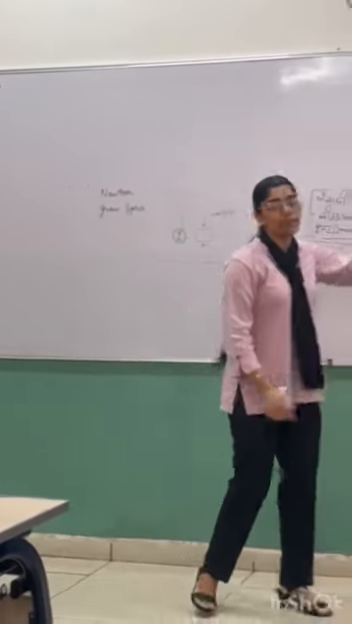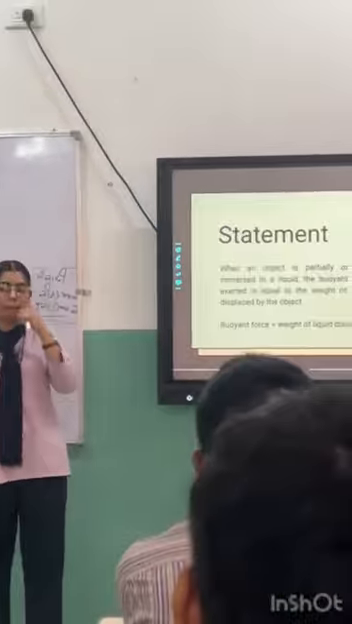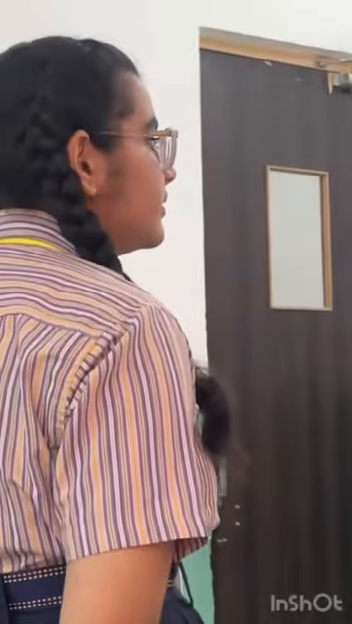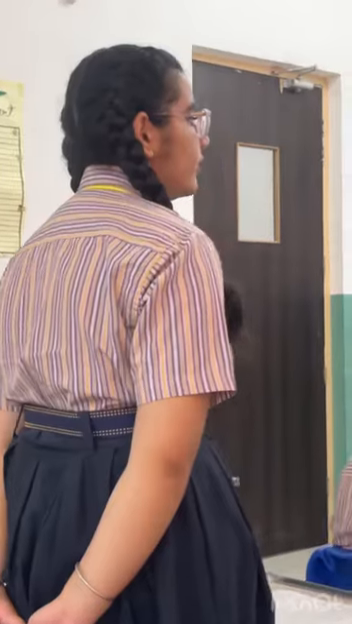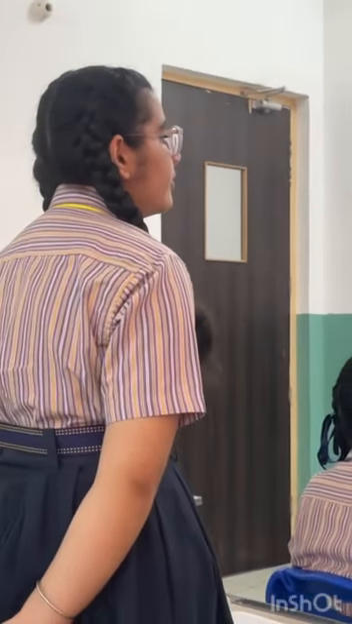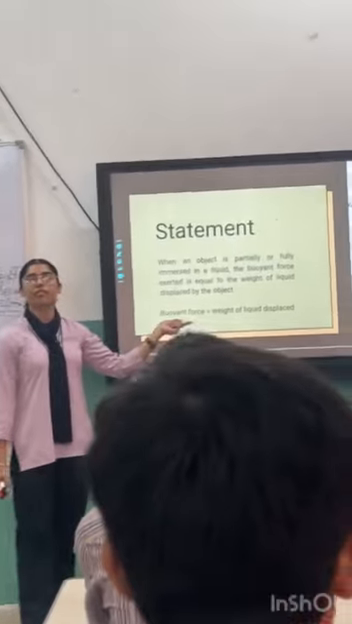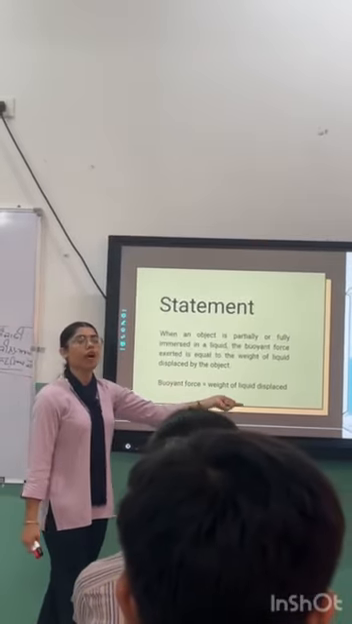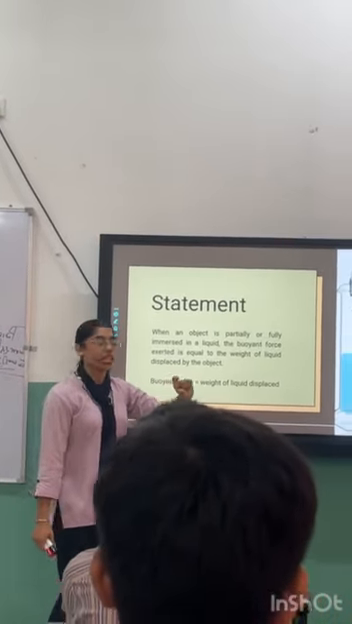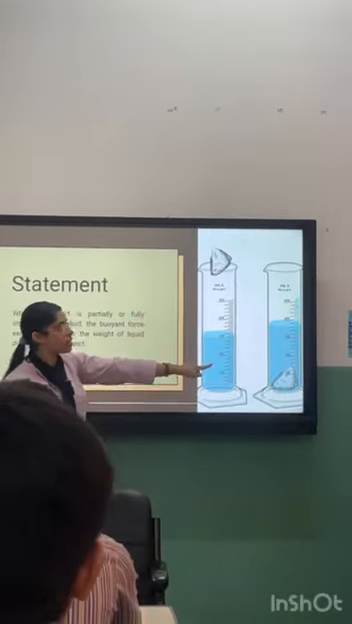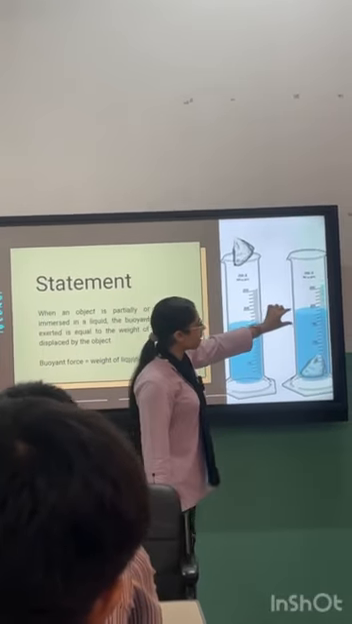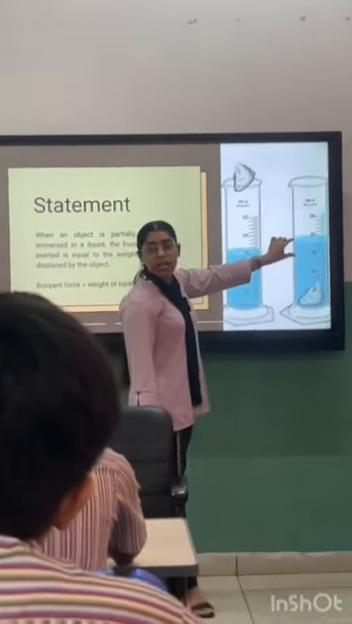So, who will read this? Abhi, please read it. When an object is partially or fully immersed in the liquid, the buoyant force exerted is equal to the weight of liquid displaced by the object. Yes. So, buoyant force will be equal to what? Weight of the liquid displaced. Which liquid is displaced? For example, a stone is put in the water. The liquid is rising. This liquid volume is rising.